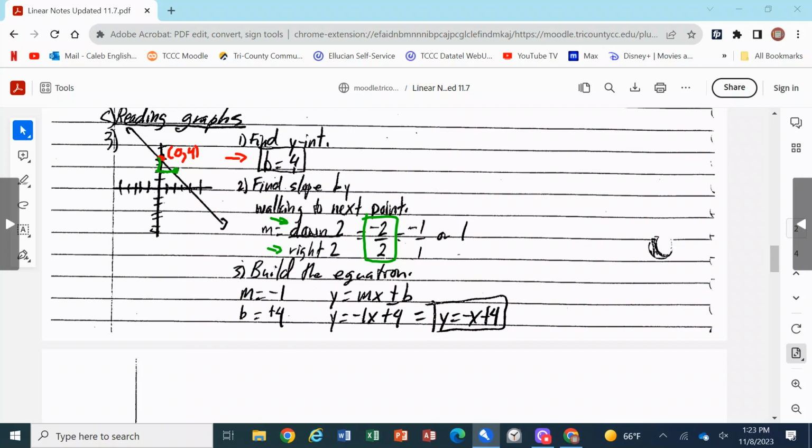negative 1 over 1. I don't know why I need to fix this. It says 1. It should say -1. My bad. I'll fix it and re-upload it. So it should be -1 over 1 or just -1. I'll fix it and re-upload it later today.